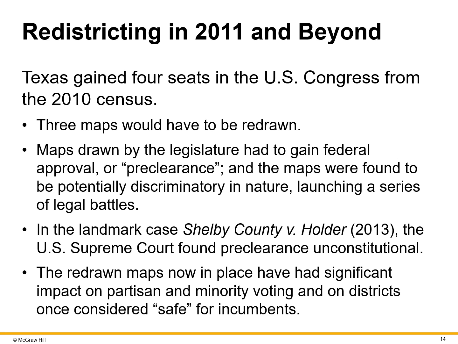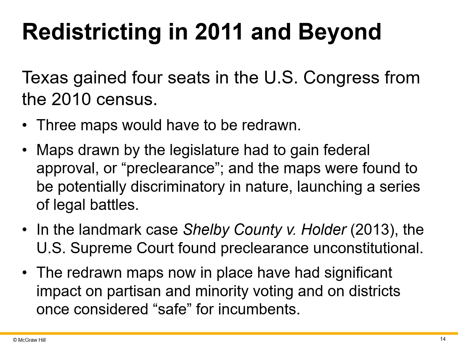Texas gained 4 seats in the U.S. Congress from the 2010 census. 3 maps should have been drawn. Maps drawn by the legislature had to gain federal approval or pre-clearance, and the maps were found to be potentially discriminatory in nature, launching a series of legal battles. In the landmark case Shelby County v. Holder of 2013, the U.S. Supreme Court found pre-clearance unconstitutional.